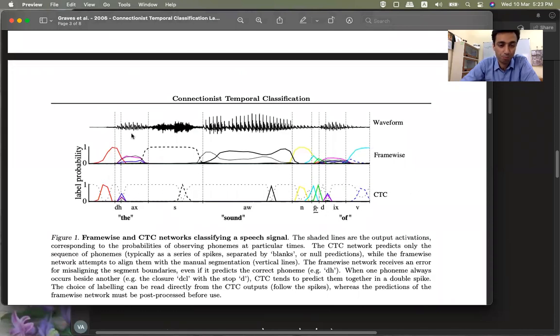So you have the audio here and small windows, and each window maps to some distribution. And if you create a path from these distributions, this is roughly what you get. These lines represent the probability of a particular label. So let's say these dotted ones are simply the blank labels. You see they have high probability here. And then suddenly the probability of this symbol S, because the word which is spoken here is the sound of.